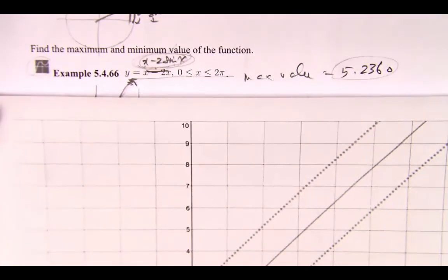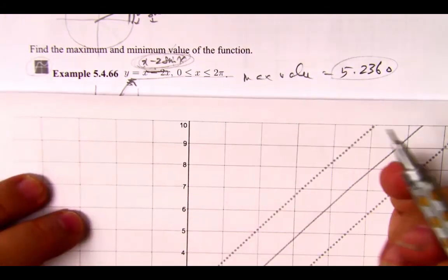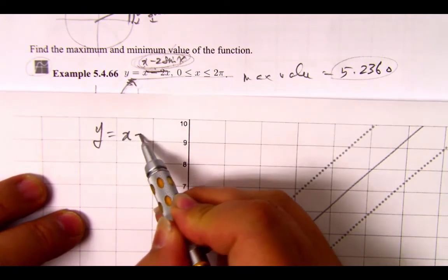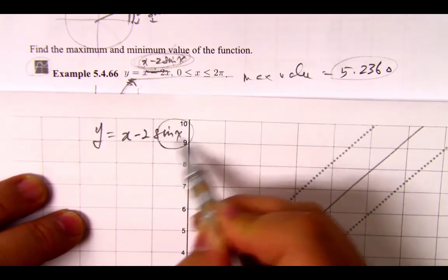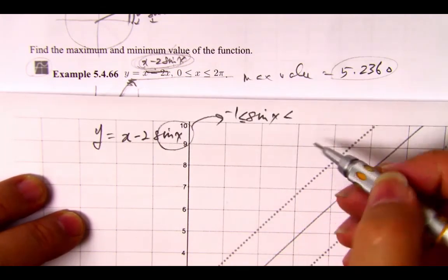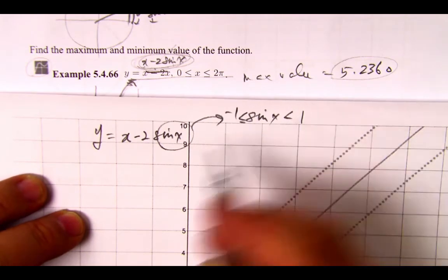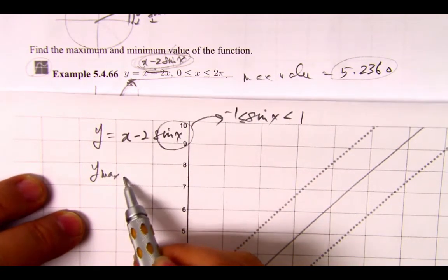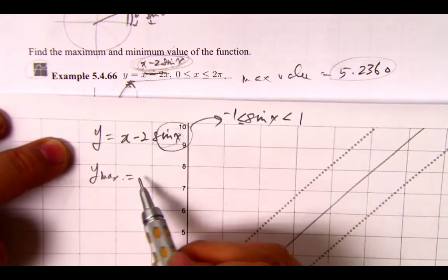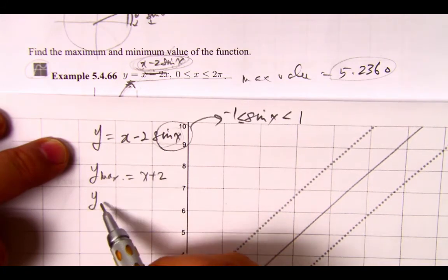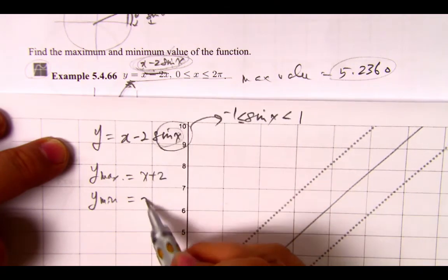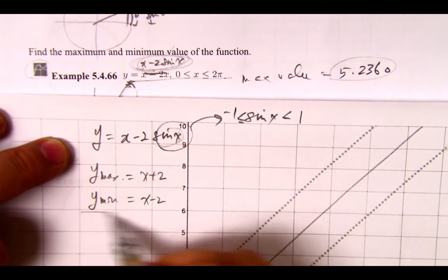So I did a quick printout of this, guys. All right. So let us say that we have y is equal to x minus 2 sine of x. But this right here, that sine of x is between -1 and 1. So the y maximum, the highest value that y could be, is if this is -1. So that is x plus 2. And the y minimum value is when this is +1, x minus 2. Do you see what I'm talking about, guys?